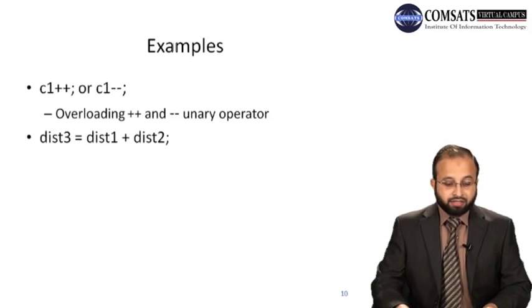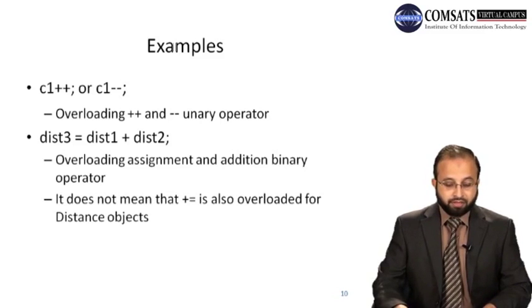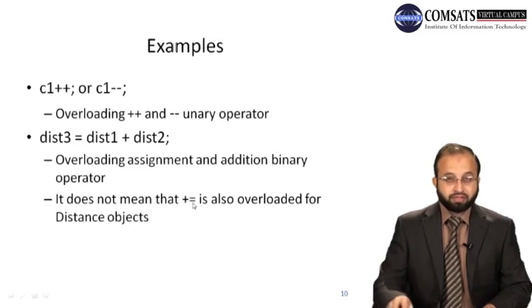Now a statement like this, dist3 is equal to dist1 plus dist2. So dist1 and dist2 are objects of the distance class, and we want to add these two distances and assign it to dist3. Now to overload this addition sign, in this case we have to overload the assignment and the addition binary operators. We have to overload both of these. It does not mean that plus equal is also overloaded for the distance object, right? Because this statement is something equal to like this, right? So if we have overloaded addition, it does not mean that the plus equal operator is also overloaded for the distance object.